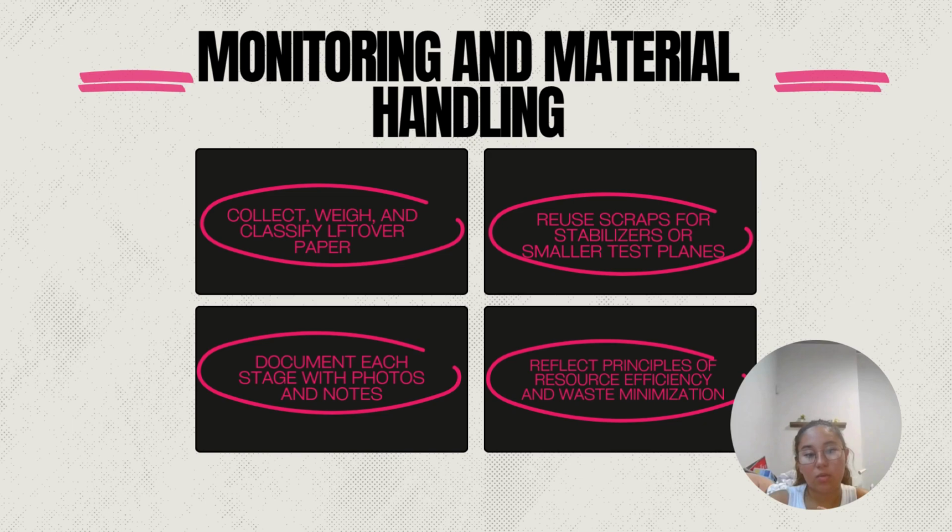Now, to monitor the waste reusability rate, we will collect, weigh, and classify all leftover pieces. Reusable scraps will be used for small test models or stabilizers. The rest will be properly recycled or saved for future practices. We also plan to document each stage with photos and short notes so that we can evaluate our process and identify improvements. This process ensures that every action reflects our commitment to using resources wisely and minimizing waste.